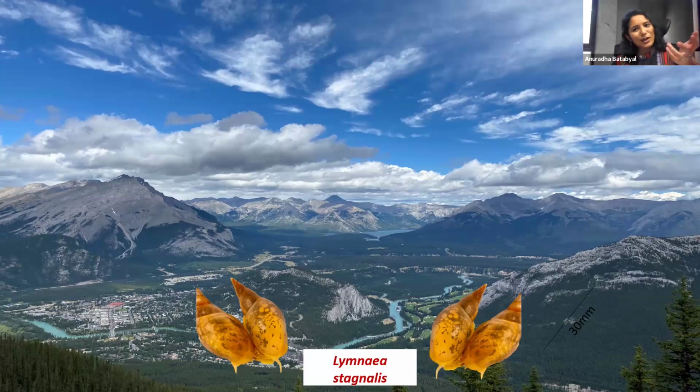And this is another system which is found in and around the city of Calgary. They are present inside the city ponds and also just outside within the Rocky Mountains.